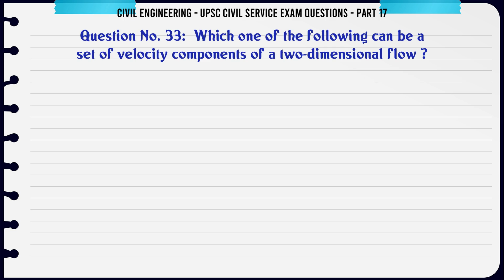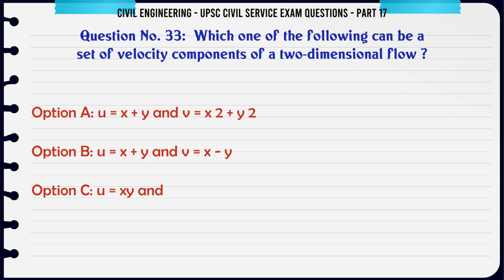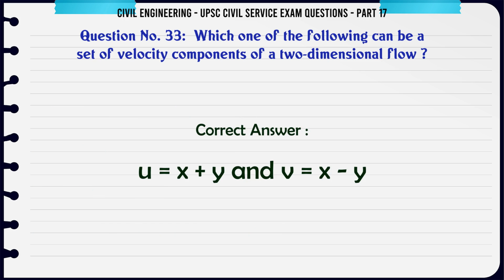Which one of the following can be a set of velocity components of a two-dimensional flow? A. u = xy and v = x²y². B. u = xy and v = -xy. C. u = xy and D. u = x²y² and v = x²y². The correct answer is u = xy and v = -xy.